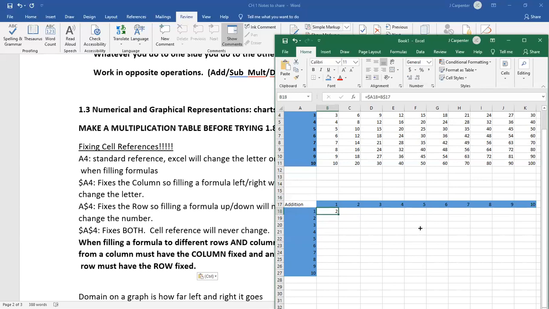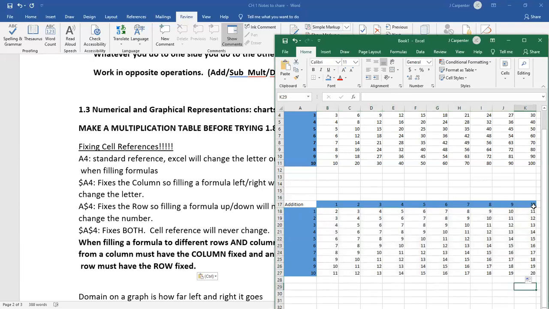Let's grab this, and you can fill it right first if you want. You don't have to go down first. Those look good. 1 plus 10 is definitely 11. Fill the rest out. 10 plus 10 is definitely 20. And if you double click, you can see the blue and the reds on any random box are in correct spots.